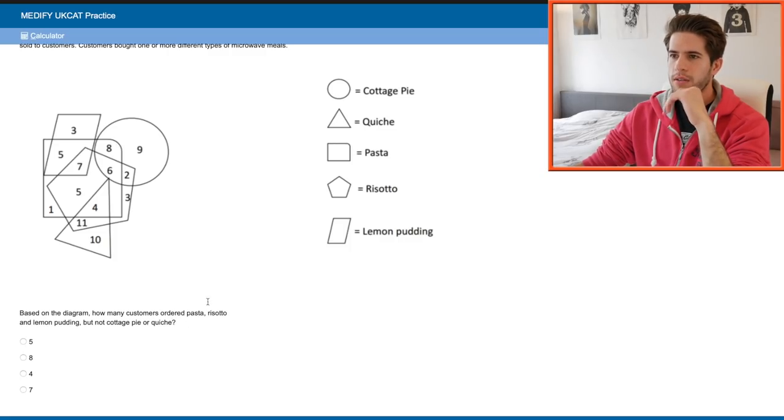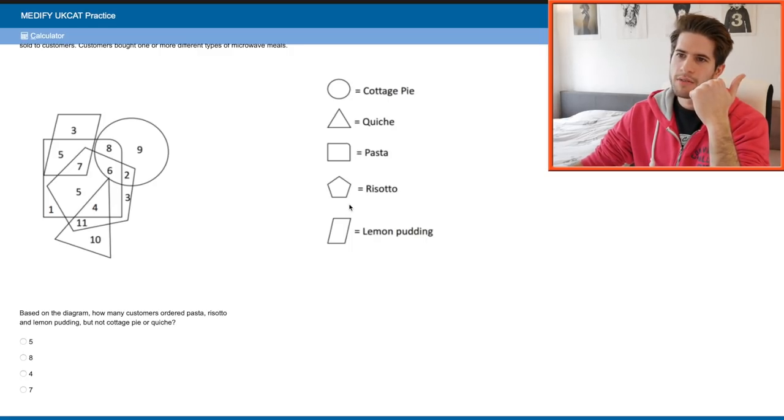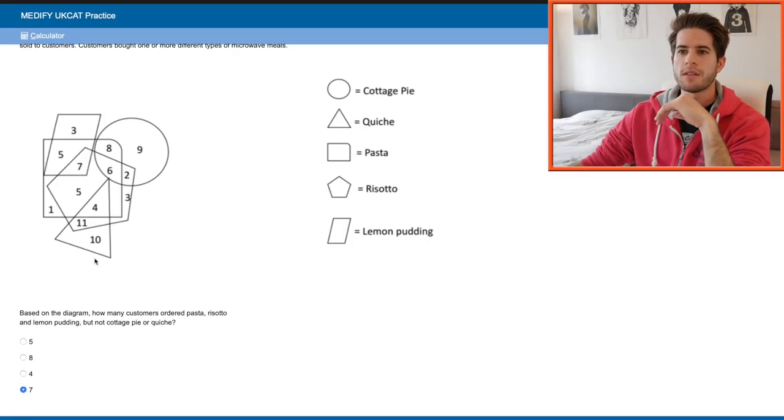How many ordered pasta? Pasta is this strange shape here. Oh, it's the big one. Fine. Pasta and risotto, so it's everything in here. Pasta and risotto and lemon pudding. So lemon pudding is that shape there, which is only here. Okay, nice. We're down to seven. But not cottage pie or quiche. Cottage pie is the circle, which is outside of this area, and quiche is the triangle, which is also outside of this area, so it's seven. It's this little square right here.